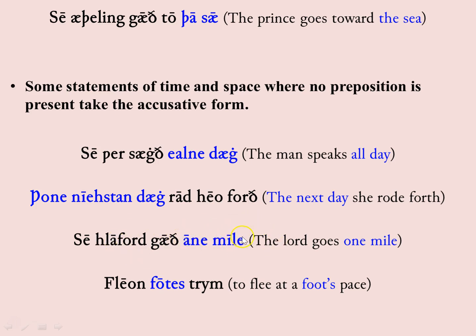We can see here there's not necessarily a preposition involved, but it's a statement of time and space, and so it takes the accusative there. Because there's often, when you're talking about something that's related to time or space, it is actually the object of which you're speaking. So naturally it would fall into the accusative. Phaleon fortis terrum, to flee at a foot's pace. Fortis is in the accusative. All right.